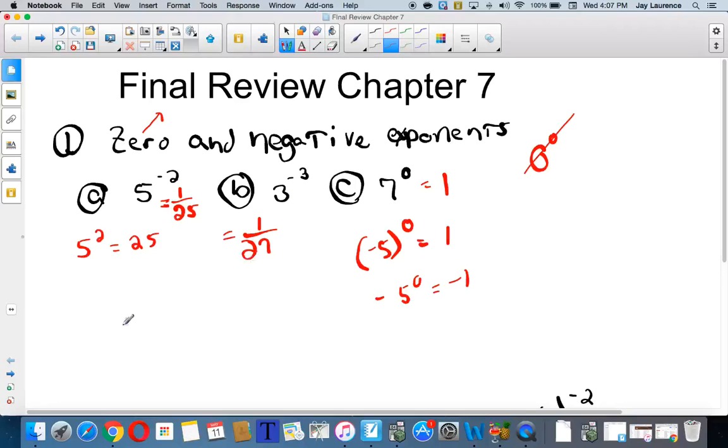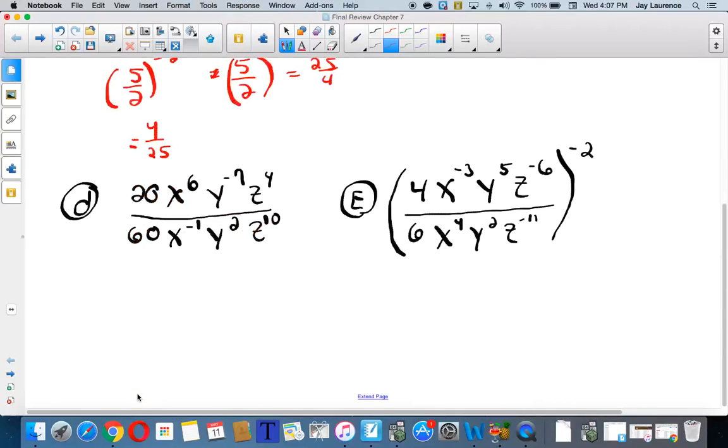All right, if I had something like this, 2 fifths to the negative second, well, I would do 5 halves to the second, which would get me 25 fourths. This one has to be the reciprocal of that, so the answer is going to be 4 25ths. Yeah, pretty simple stuff. All right, we can simplify things with exponents, right? Negative exponents mean to use the reciprocal.